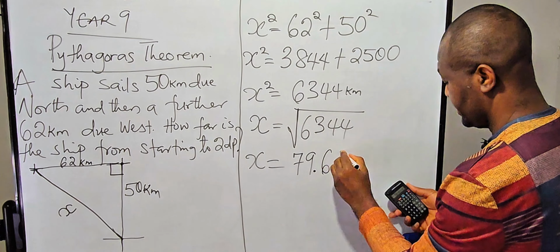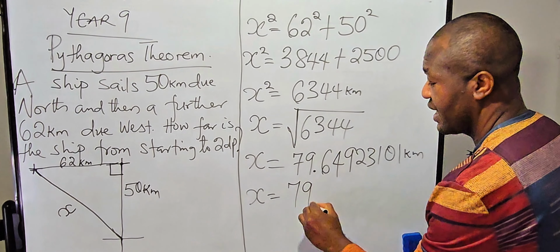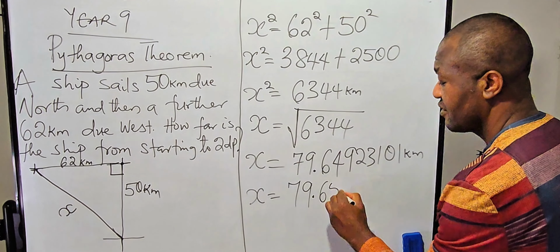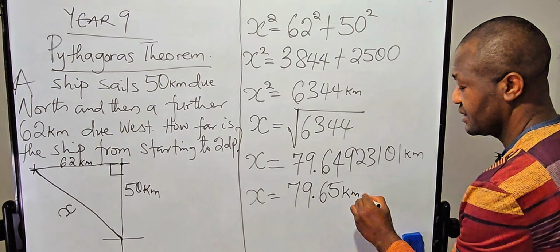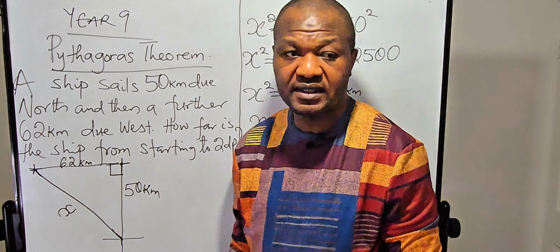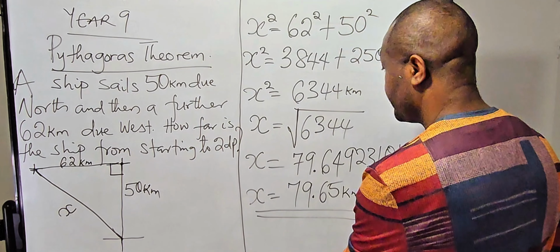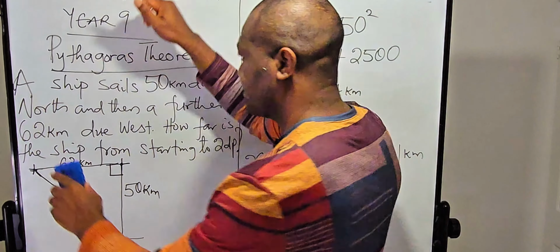The question has asked you to approximate it to 2 decimal places. So 2 places after the decimal point is 1, 2. The number that succeeds 4 is 9, which is greater than 5. Convert it to 1 and add it to this place. So you are going to get x is equal to 79.65 kilometers as the distance from his starting point. Having done that, we'll take another example and then we continue from there.